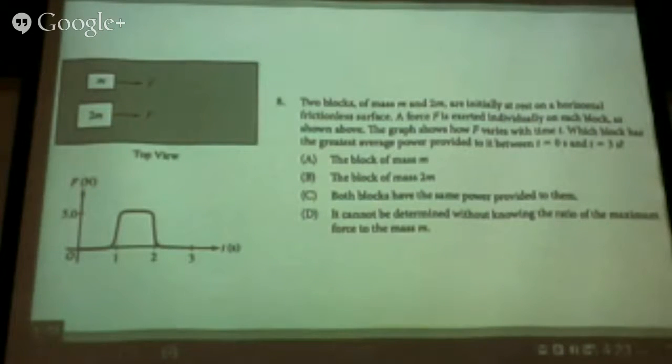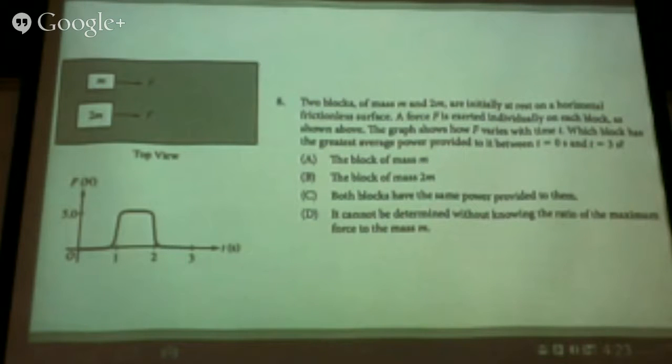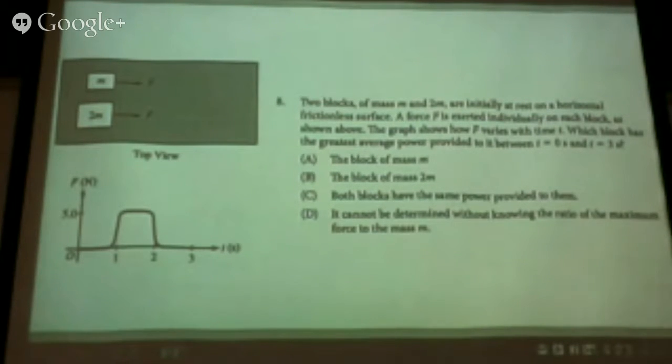So the idea here is that with the same force, the little mass accelerates more than the big mass does, which means it travels farther. So if you looked at that force times distance to figure out work, the little one has a bigger distance, so more work is done on it. It takes the same amount of time. It takes from 1 second to 2 seconds for each of these. The little one goes farther, so it has more work done on it. Work divided by time gets us power. So the one with the greatest power delivered to it then must be the little one.